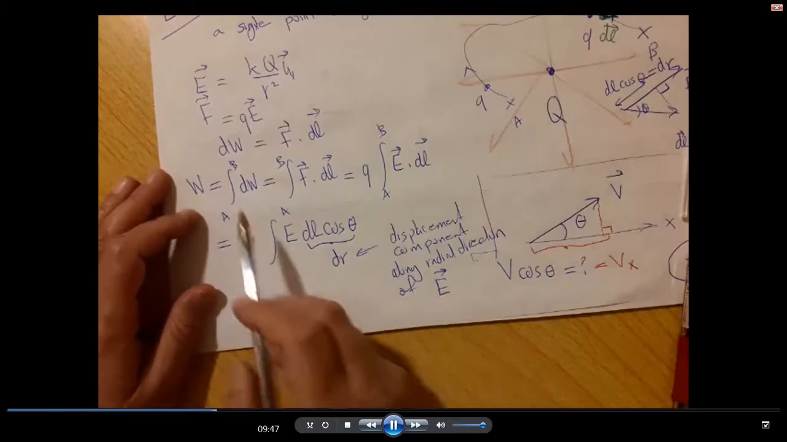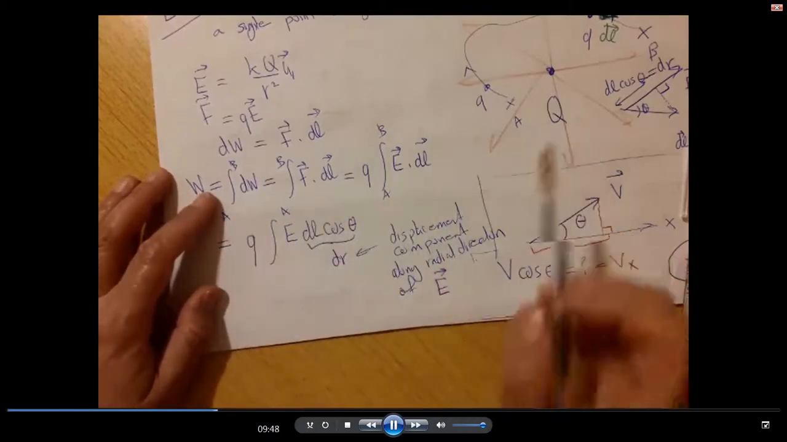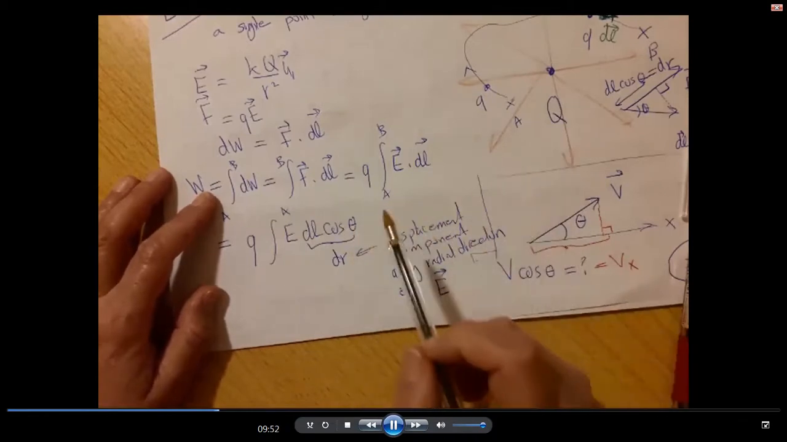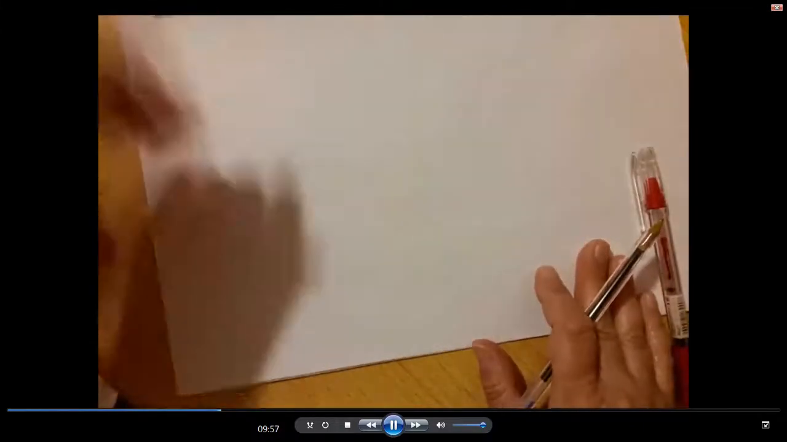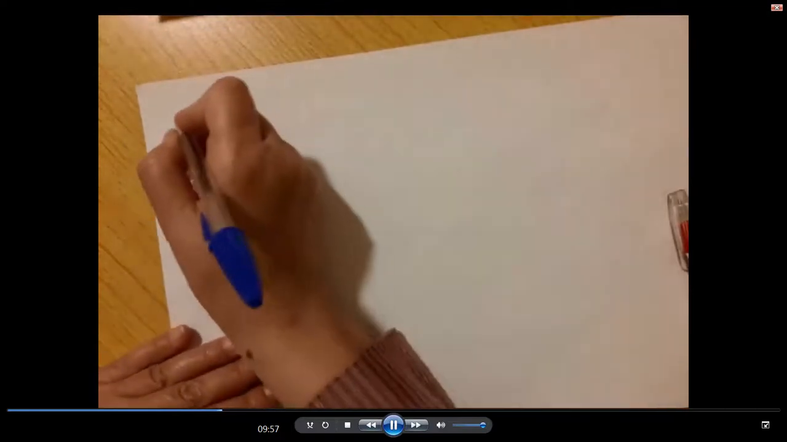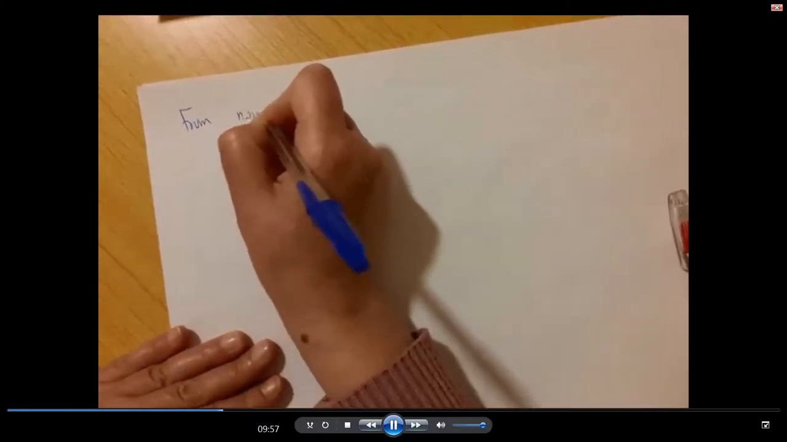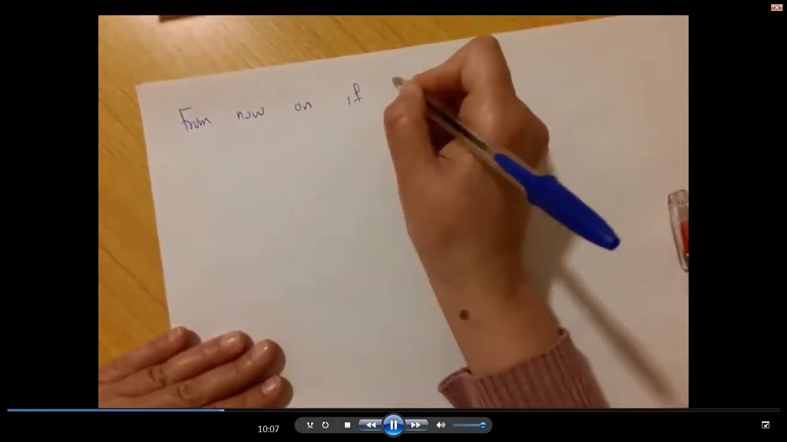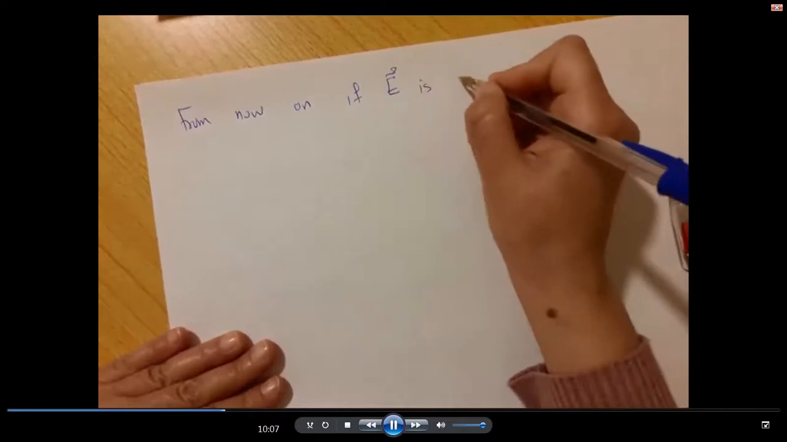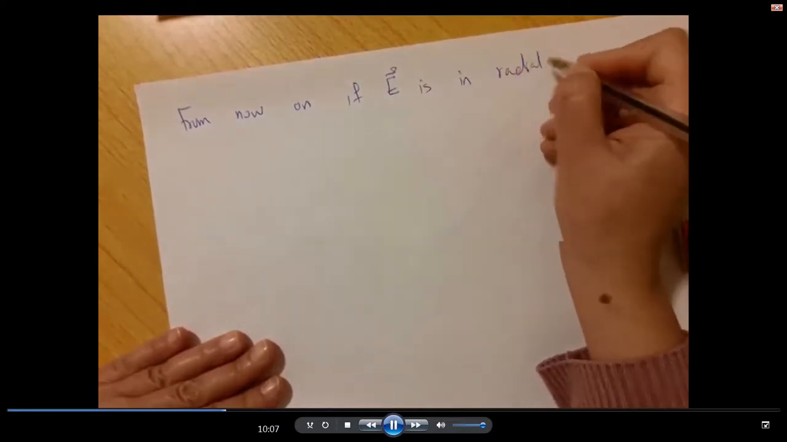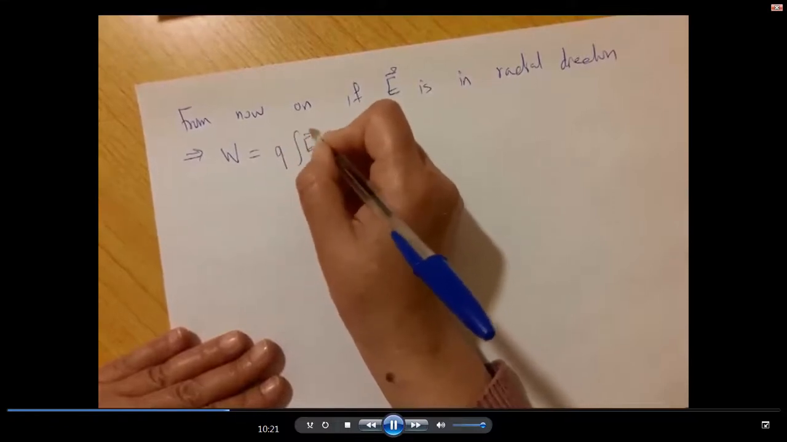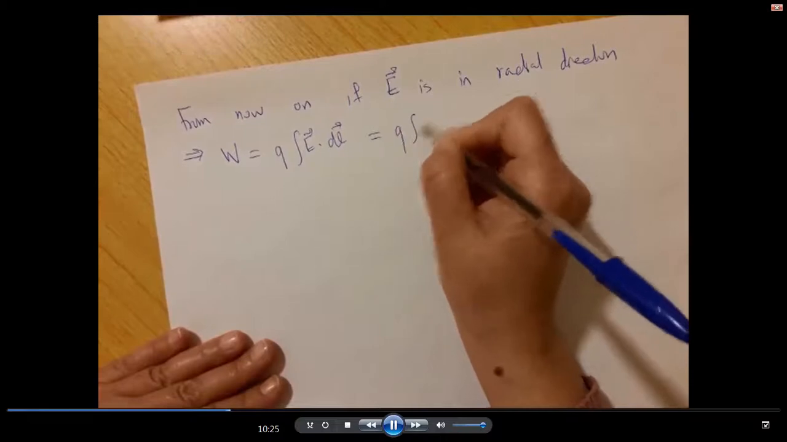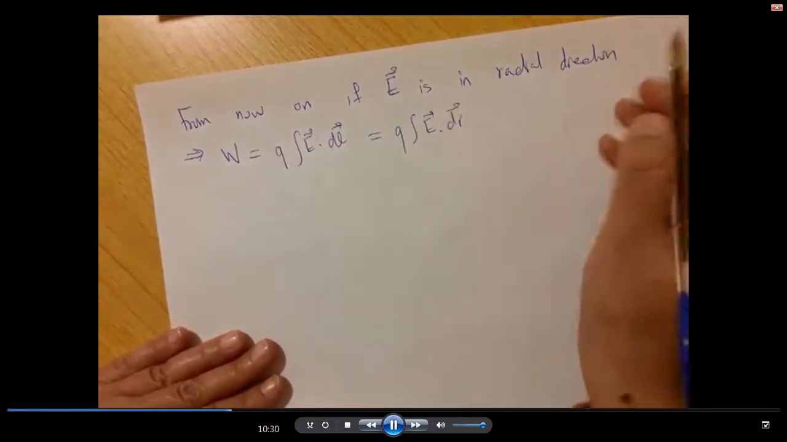So, guys, even though we started with E dot dl, it will now be E dot dr. Why? Because E is radial. From now on, if E is in the radial direction, then W, which is q integral of E dot dl, will be directly q integral of E dot dr.